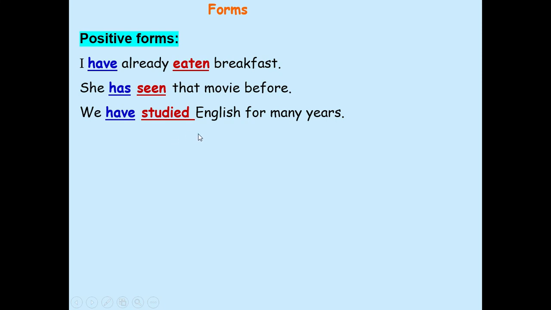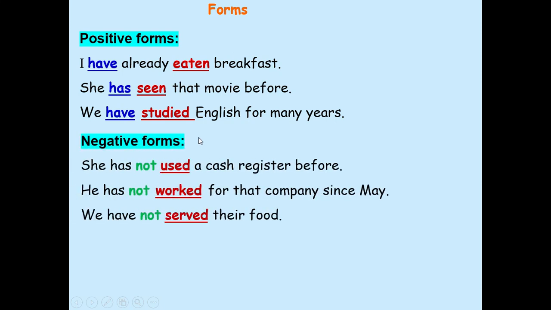Okay. Now let's look at the second form, which is the negative form. We can form present perfect negatively by just adding not. Remember, not stays in between the auxiliary verb and verb 3. Now let's read one example together. She has not used a cash register before. Here we just add not in the middle, in between the auxiliary verb has and verb 3, and this sentence becomes negative. The rest, I think you can read by yourself, very easy.